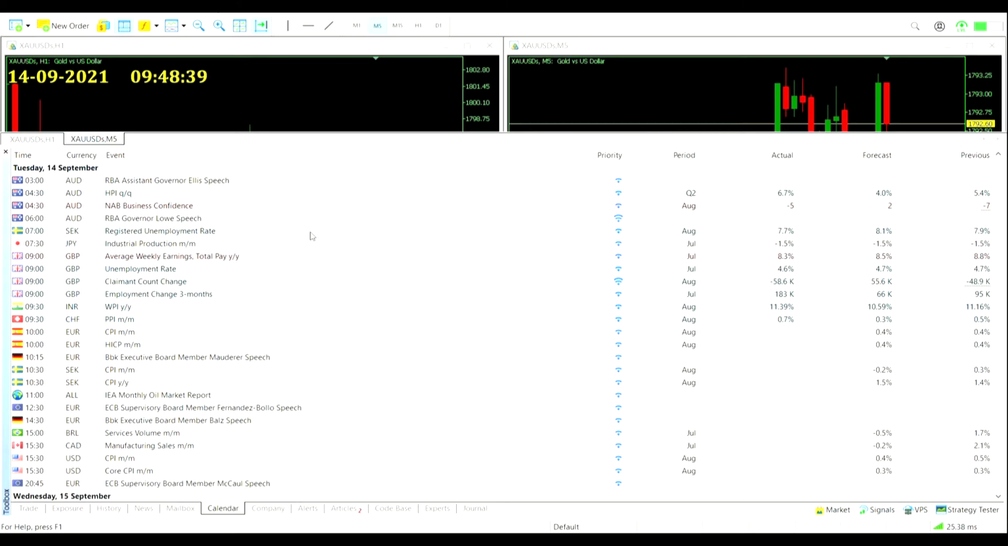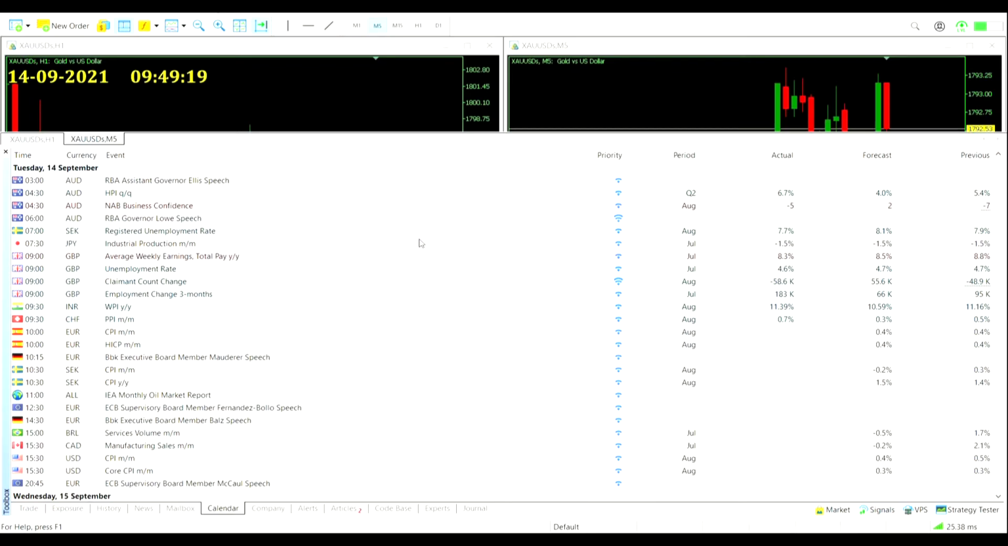Registered unemployment rate in Sweden, 7.7% against 8.1 actual. Industrial production in Japan came out at 730 month on month. That was minus 1.5, and it was expected minus 1.5 with a previous of minus 1.5. Great consistency there.